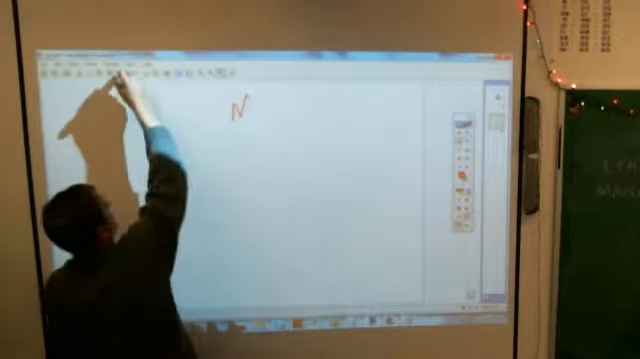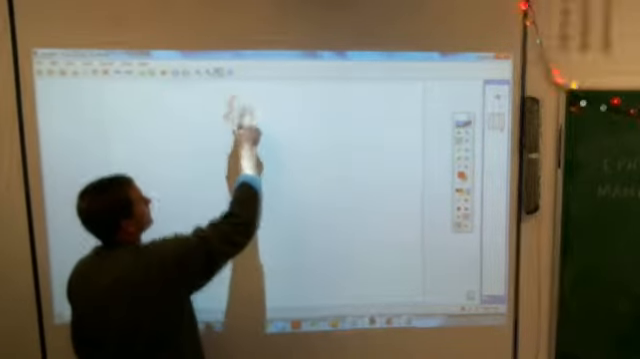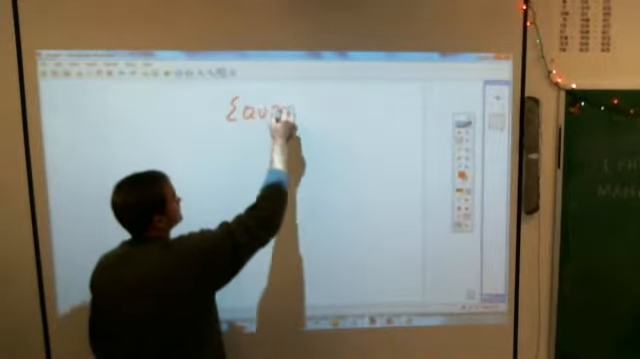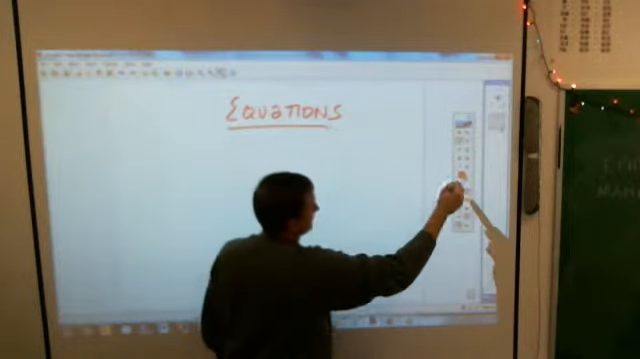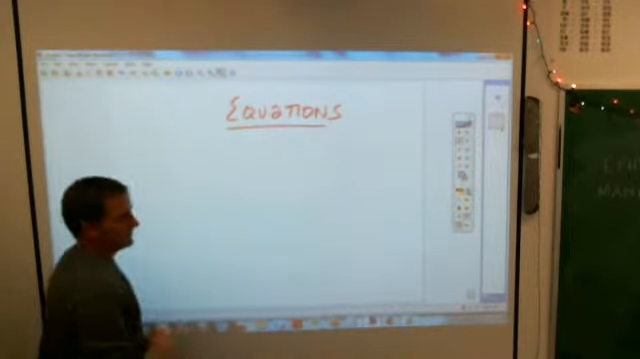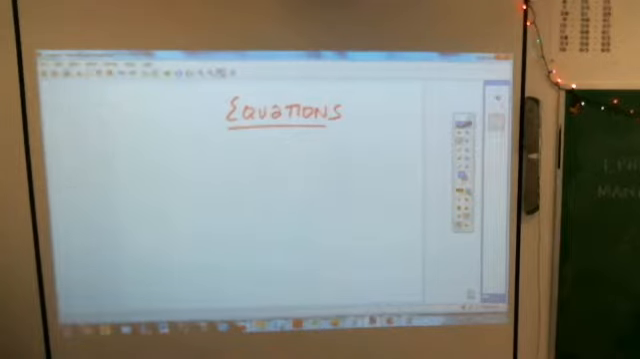It's under equations, sorry. And again, this seems to be something that people have a hard time grasping, but if you just follow the simple little steps and rules, it's really not so bad.